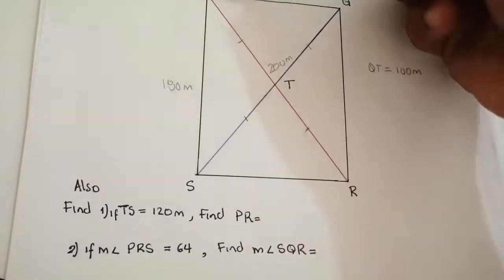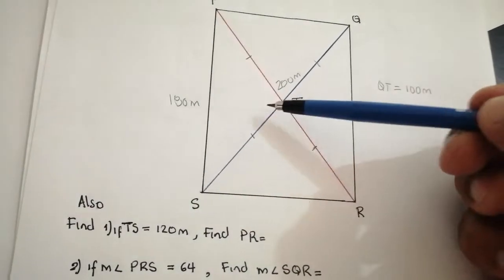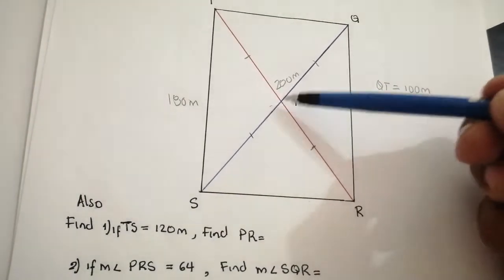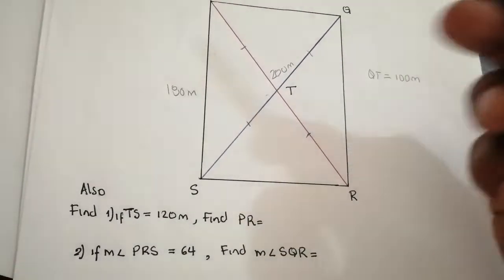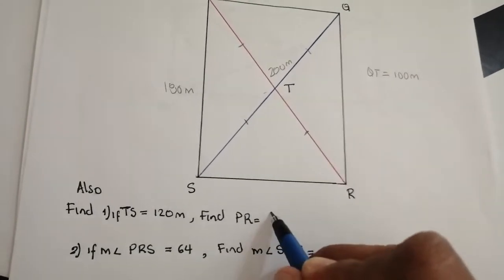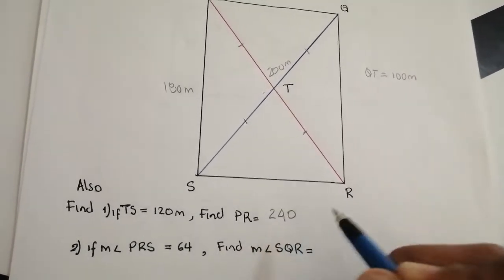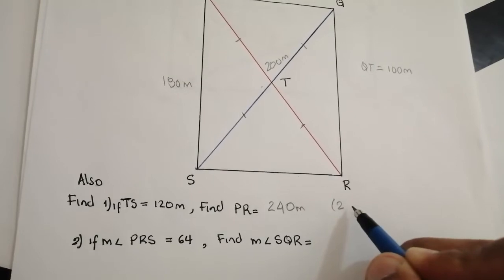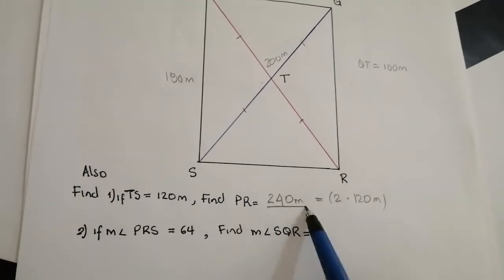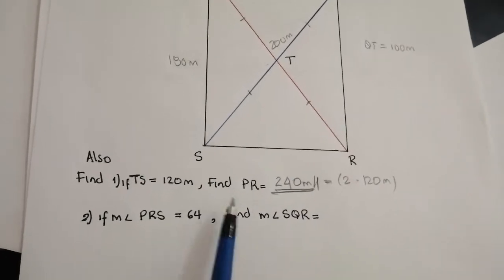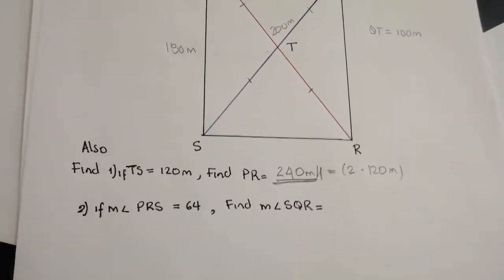So we know that PR is double that segment, because ST and TQ are equivalent to half of PR. So PR will be 240 meters, which is double 120 meters. So that's why I'm sure that PR is 240 meters.